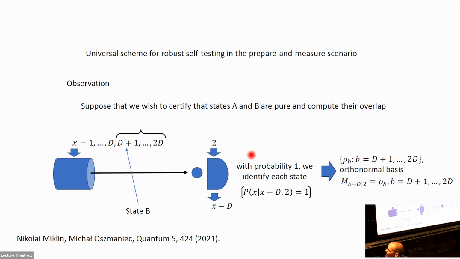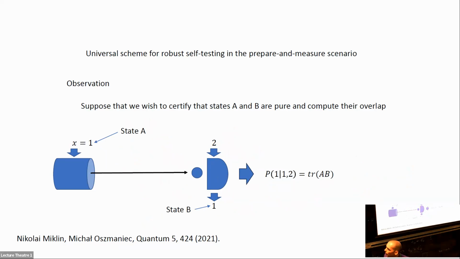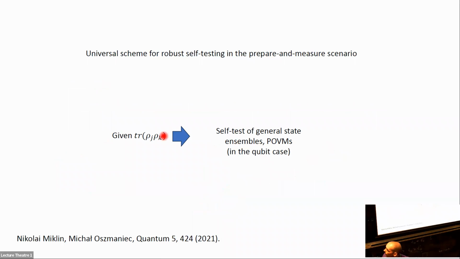Suppose you do the same with the second batch of states, and then you observe exactly the same statistics. Then, again, you will conclude that the state B, in particular, is pure, and that it is related to the POVM element of the second measurement. So now you combine the two, and you say, well, I'm going to prepare a state 1, and I'm going to conduct measurement 2, and the frequency of occurrence of the outcome 1 will tell me the overlap between the two. Now, once you have the overlap between 2 states, then you can self-test, if you are a bit ingenious, general state ensembles, POVMs, etc., for qubits.